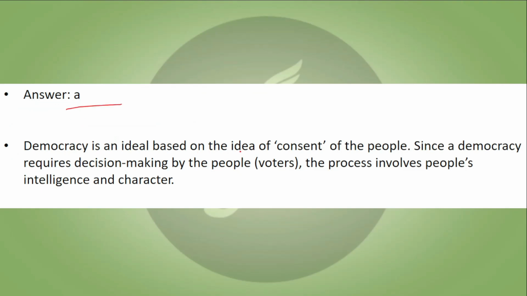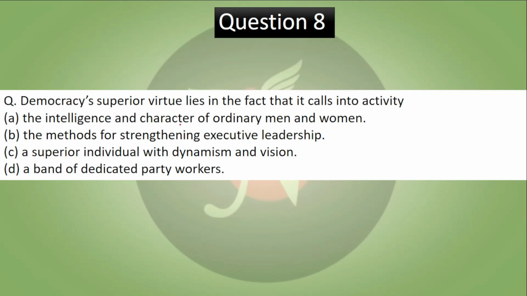Democracy is an ideal based on the idea of consent of the people. Since a democracy requires decision making by the people or the voters, the process involves people's intelligence and character of the ordinary men.